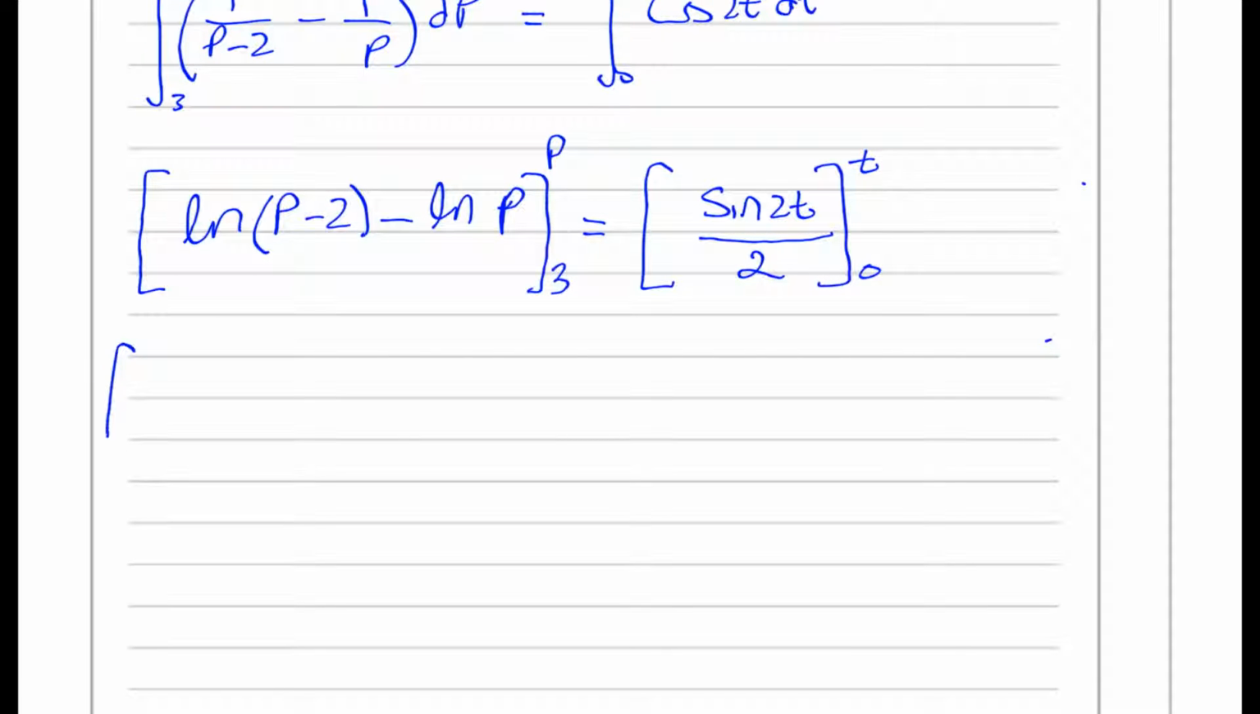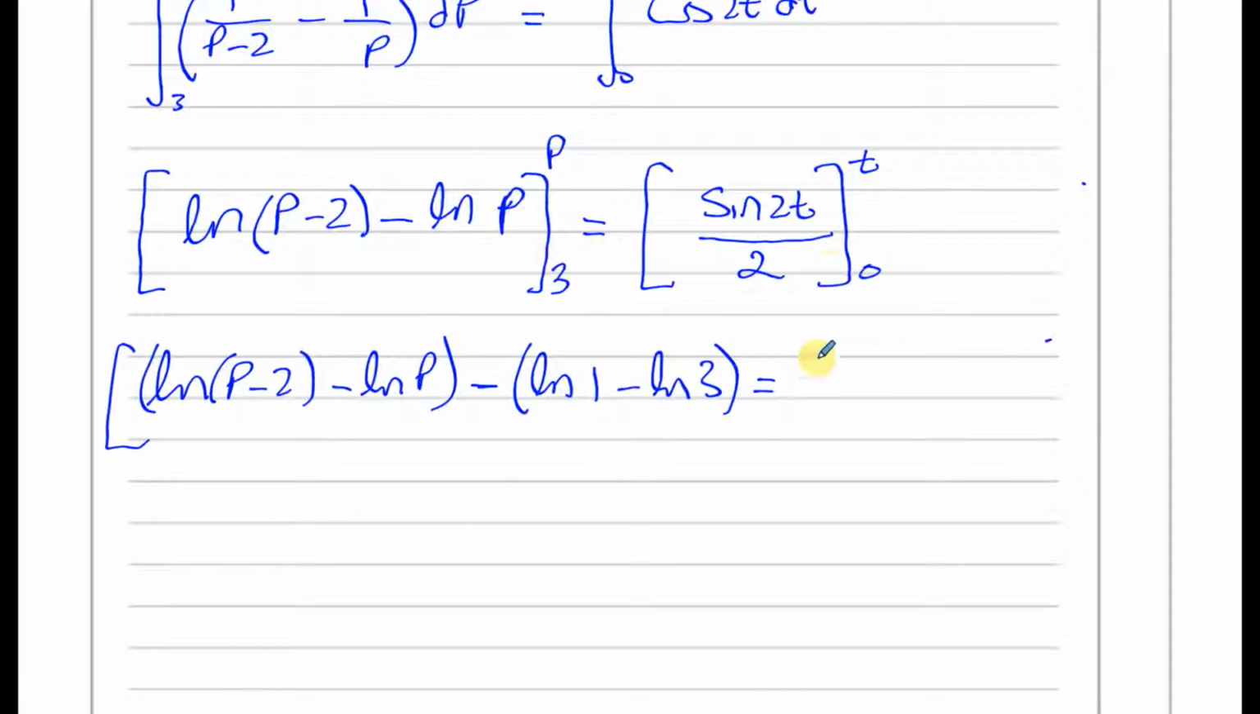So I'm going to have on this side the ln of p, so it stays exactly as it looks, minus ln of p. Okay, and then I've got to take away the ln of p minus 2, which is 3 minus 2, which is 1, minus the ln of 3, equals the sine of 2t over 2, minus the sine of 2 times 0, which is 0, over 2. Okay, sine of 0 over 2.